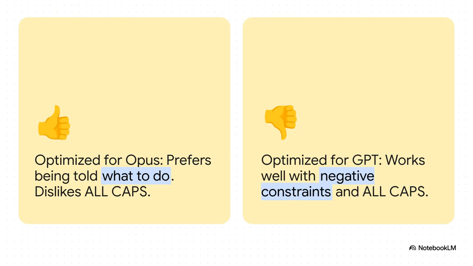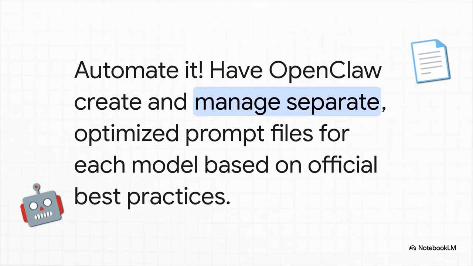Now here's a subtle but absolutely critical detail. Different models actually respond better to different prompting styles. Opus, for example, really dislikes all caps and prefers you tell it what to do. GPT models, on the other hand, can work better with negative instructions and are fine with caps. The point is, a single prompt file just can't be optimized for every model. So the expert solution is this. You have your agent create and maintain separate prompt files for every model it uses, each one perfectly optimized based on the official best practices from the labs that made them. Then you use an automated job to keep all these files in sync, making sure you're always getting the absolute best performance out of your entire stack.